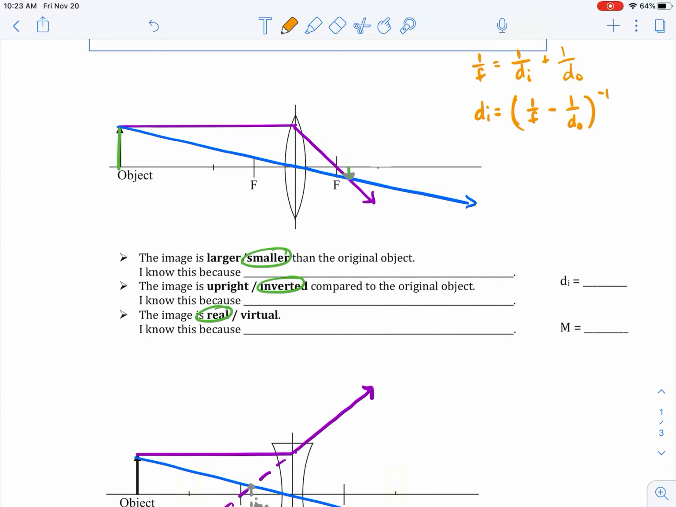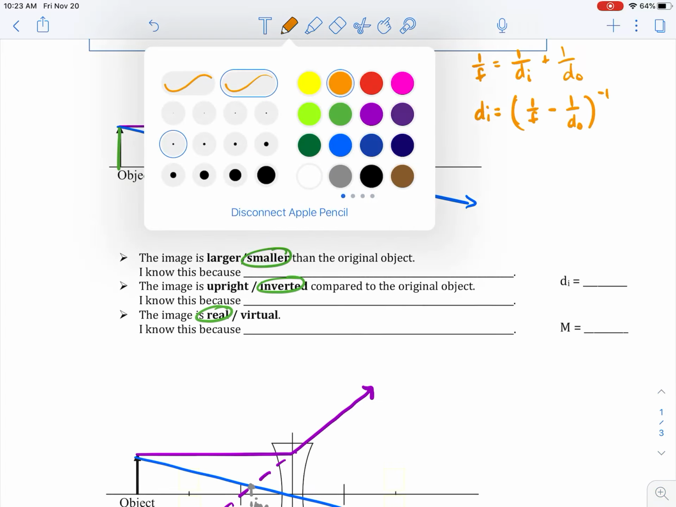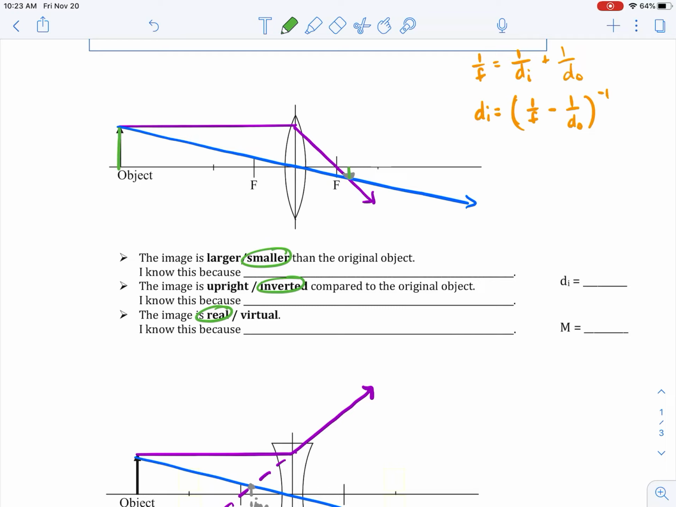So my DI will be calculated by taking 1 over F, and then I will subtract 1 over DO. And then I need to remember that all of that must be inverted. So if you're doing this on paper, your numbers are going to be slightly different than if I were doing this here on my iPad. But remember, everything is being measured from the center of the lens, okay?